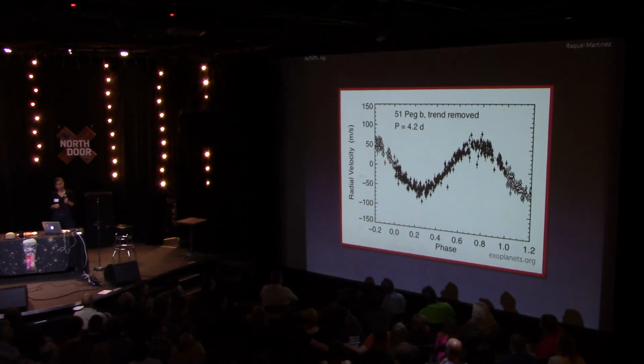And what was really crazy about this planet was that it was half the mass of Jupiter and orbiting its star in 4 days. So that was crazy. And so this is just a plot of the star's radial velocity motion as a function of where it is in its orbit. And we are seeing that we're detecting the star moving away from us at about 50 meters per second at its highest, and then coming towards us at about 50 meters per second.